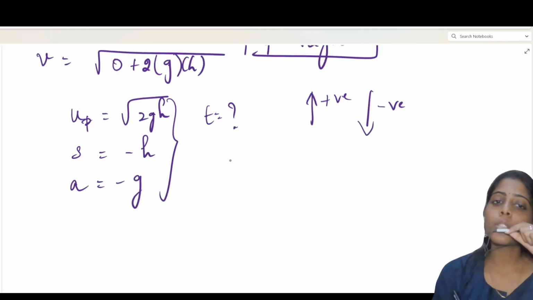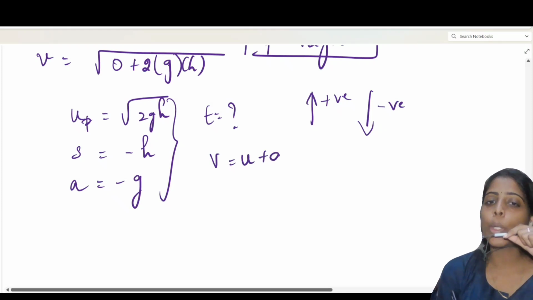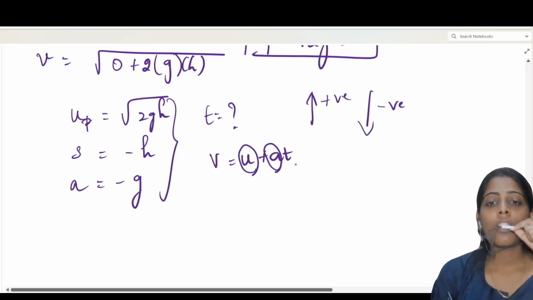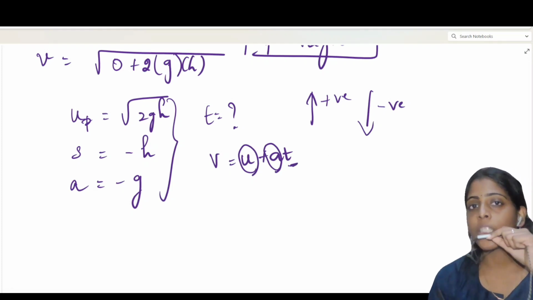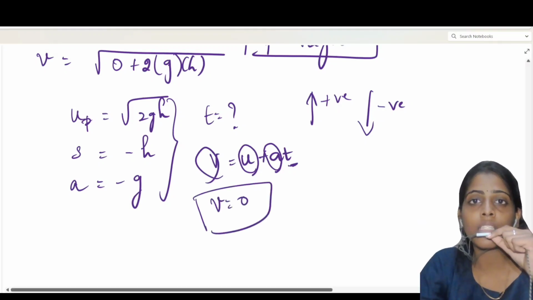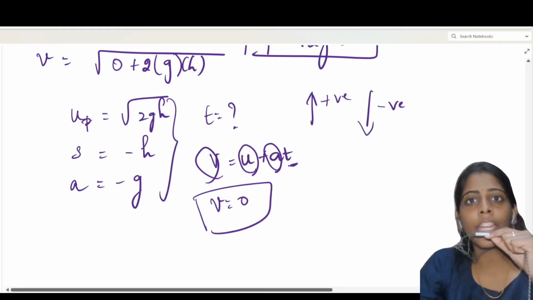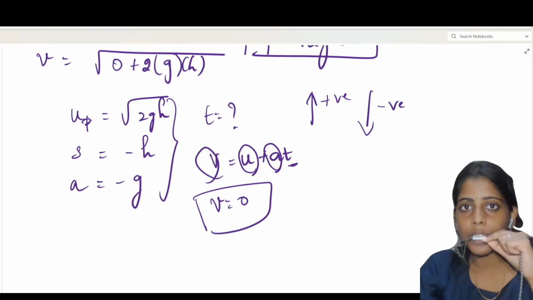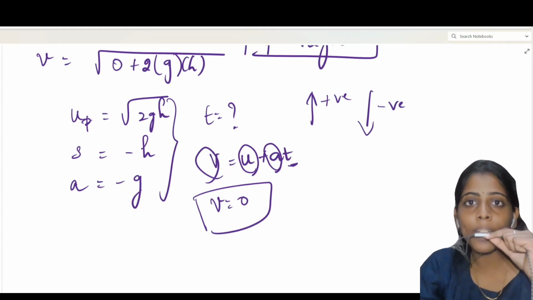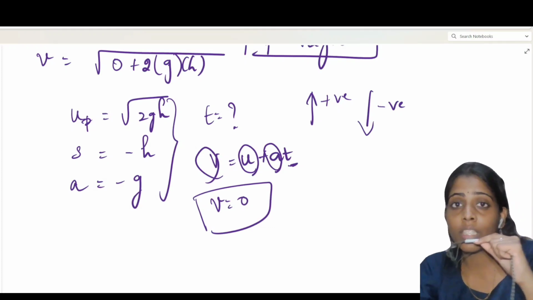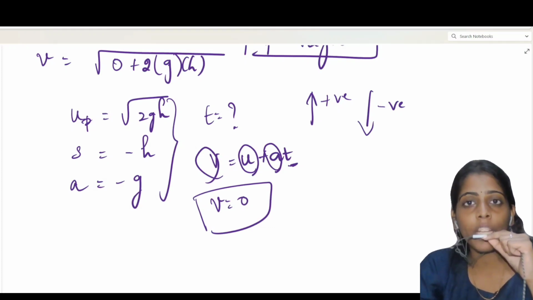What my student did was use this formula: v is equal to u plus at, where we know the initial velocity and the acceleration, and time is the parameter we need to find. What about the final velocity? He considered that the final velocity will be 0 for the packet after it reaches the ground. Is this assumption right? Just because the packet reaches the ground, will the final velocity become 0? In the question, they nowhere mentioned that the packet reaching the ground comes to rest.